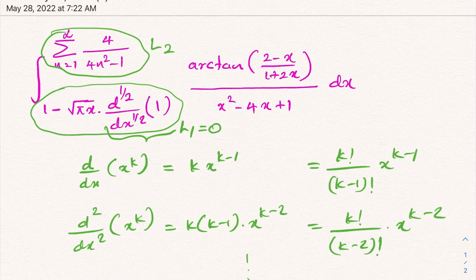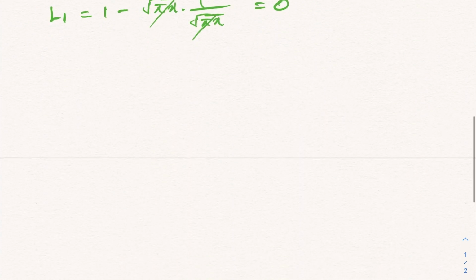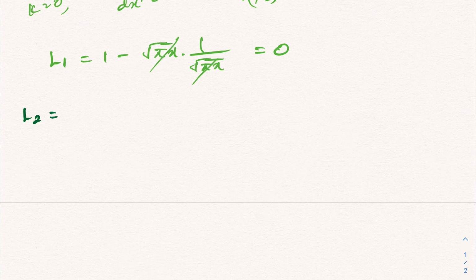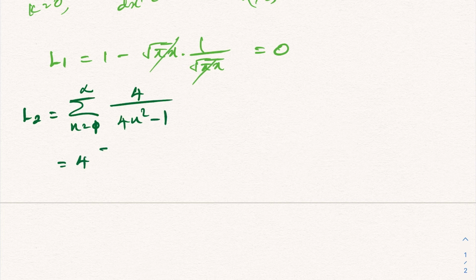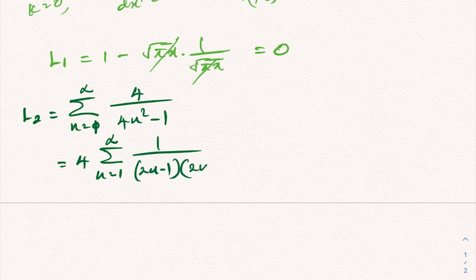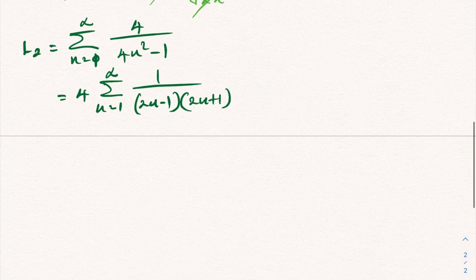Now let's consider L2. So we have L2 is equal to infinite sum, n is equal 1 to infinity, 4 over 4n square minus 1. Now 4 we can take outside of the sigma notation. Here n is equal 1 to infinity, 1 over, here we know a difference of 2 squared, so 2n minus 1 times 2n plus 1. Now partial fraction decomposition.